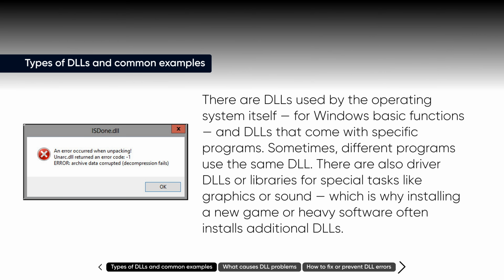Types of DLLs and common examples. There are DLLs used by the operating system itself for Windows basic functions and DLLs that come with specific programs. Sometimes, different programs use the same DLL. There are also driver DLLs or libraries for special tasks like graphics or sound, which is why installing a new game or heavy software often installs additional DLLs.